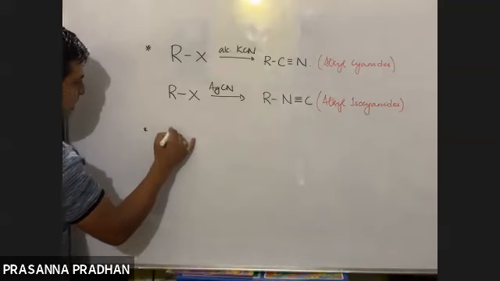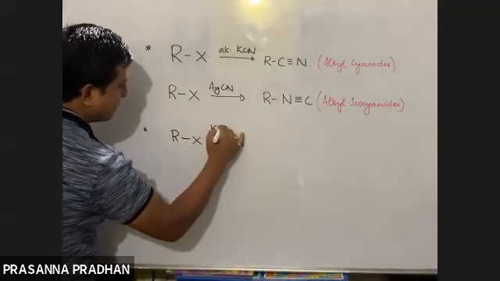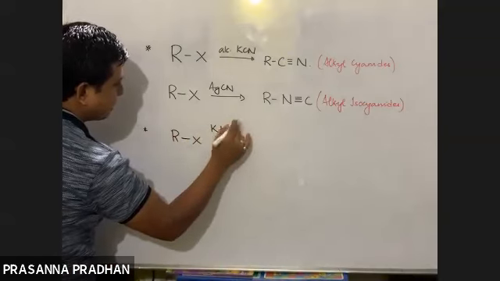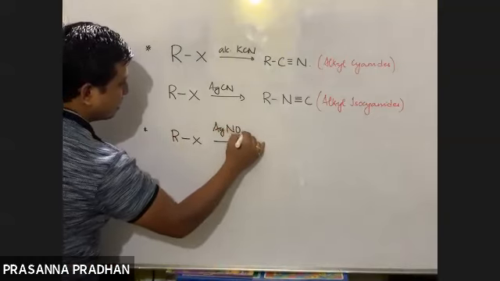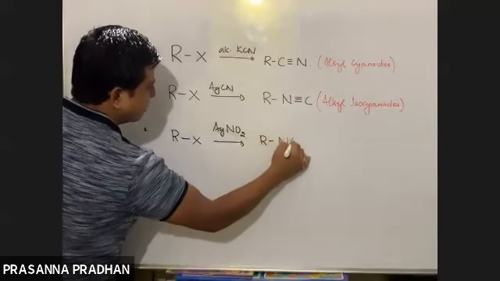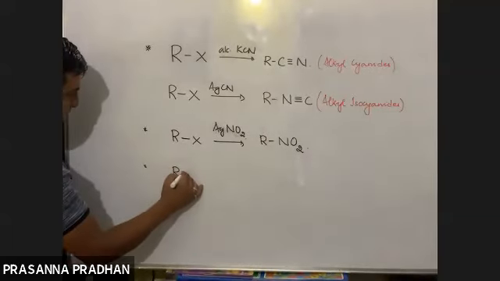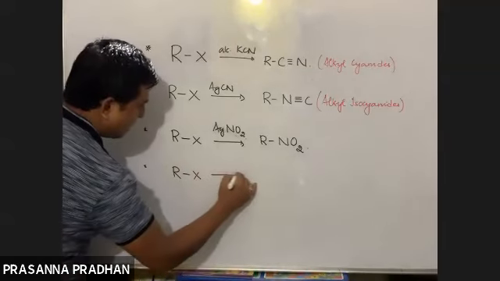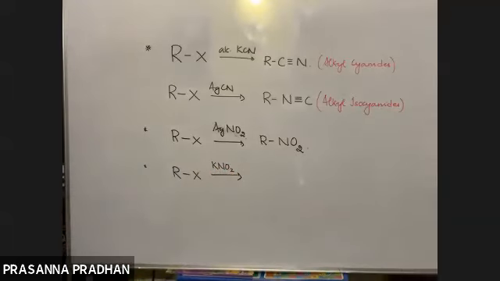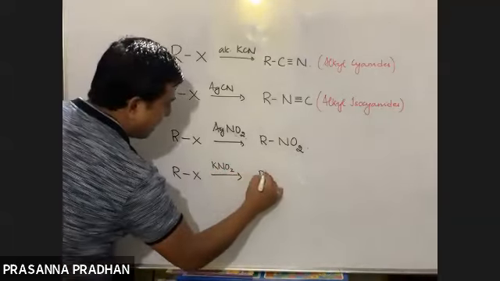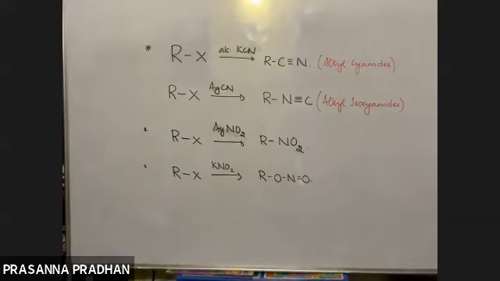Similarly, remember alkyl halides. If I treat this with silver nitrite, AgNO2, we get RNO2. But when alkyl halides are treated with potassium nitrite, we get RONO. Here again there is a difference.